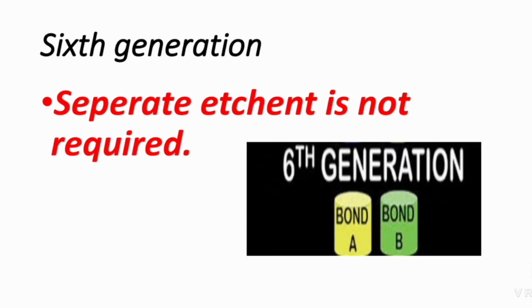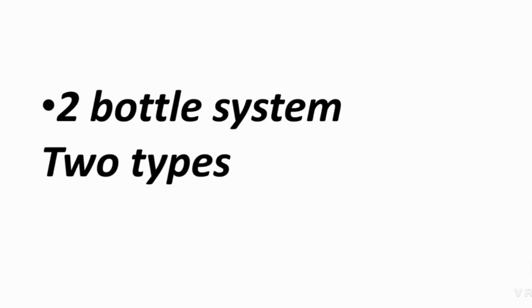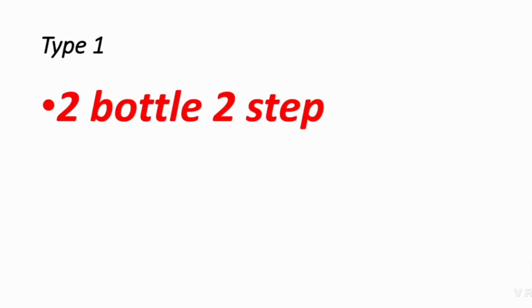Then was introduced the sixth generation. A separate etchant is not required in this generation. These are two bottle systems. There are two types of two bottle system. In the first type, that is type 1, two bottles and two steps are required. In one bottle there will be etchant and primer, in the other bottle there will be adhesive.